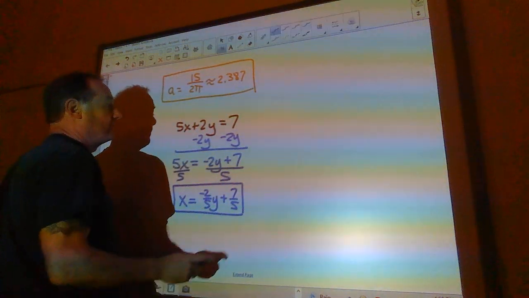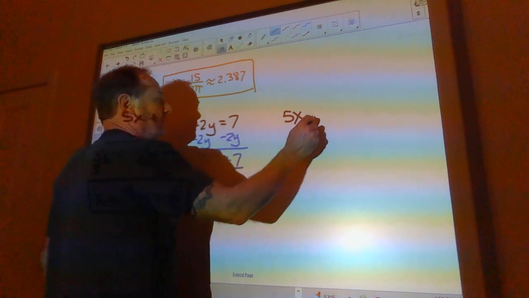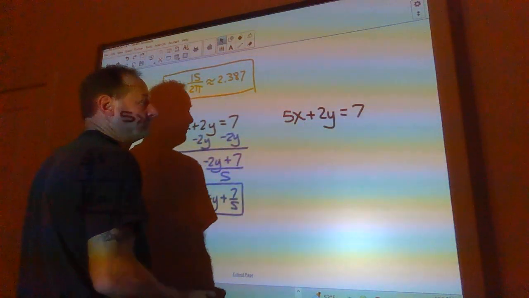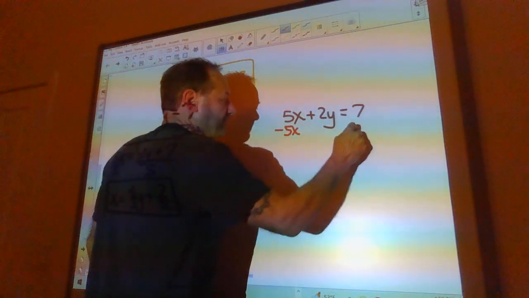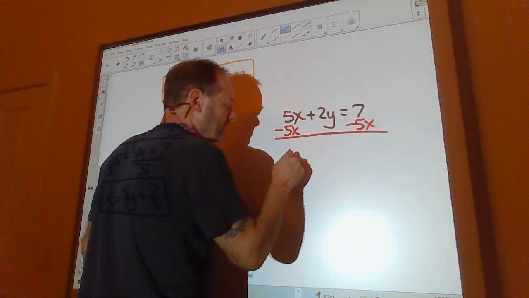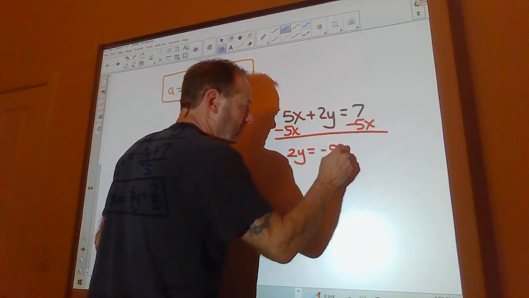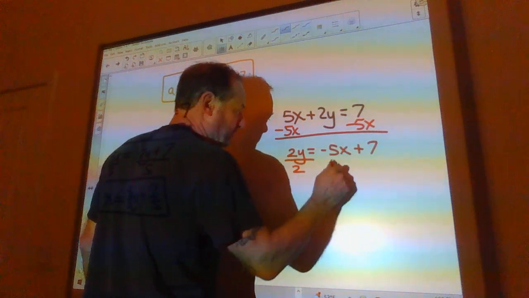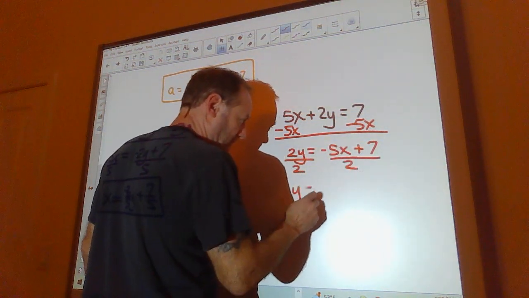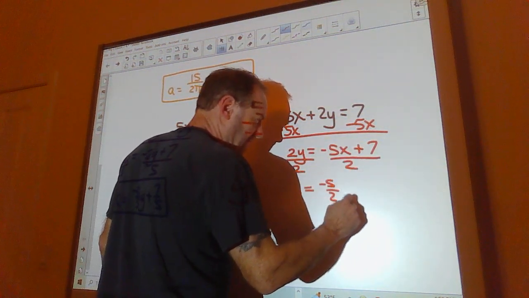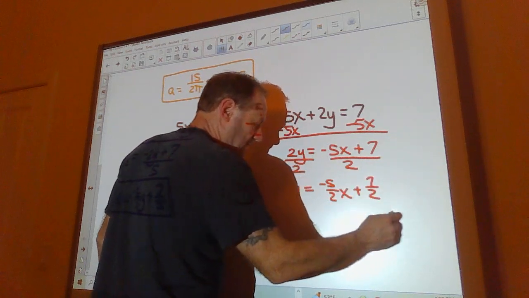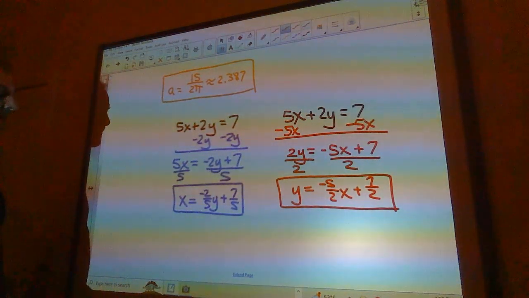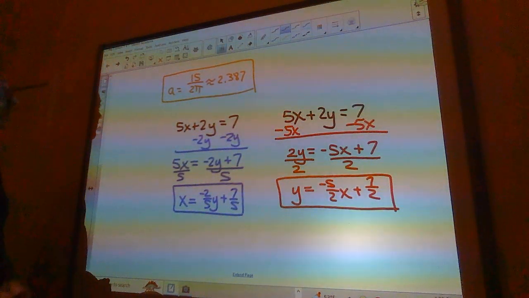Now I could also solve this thing for y. Okay, I would subtract the 5x from both sides. This is more probably what you've done before because this will put this thing into slope-intercept form. Negative 5 halves x plus 7 halves. Okay, so that's the slope-intercept form of that line. Okay, so there we go.